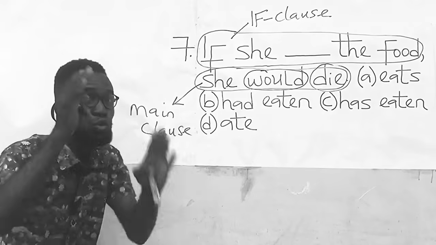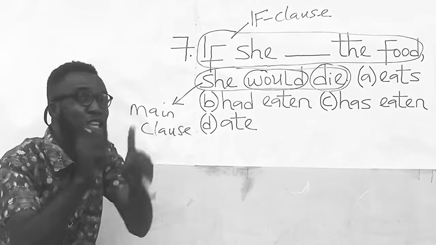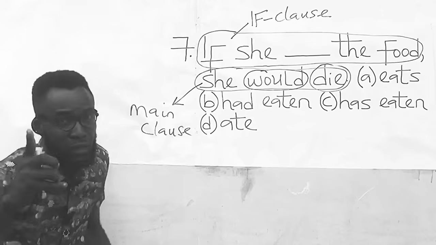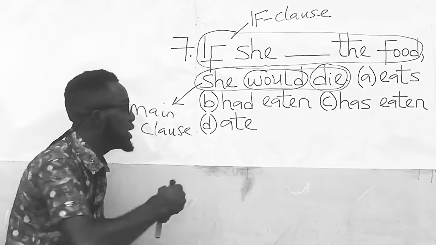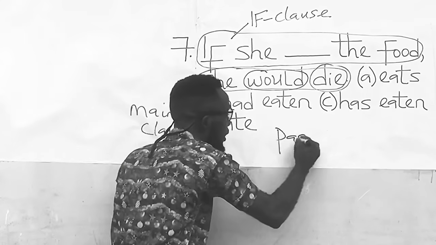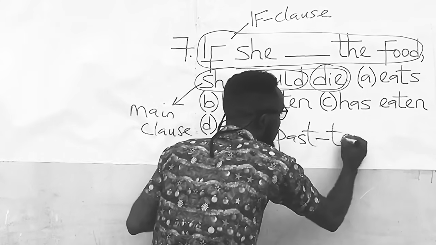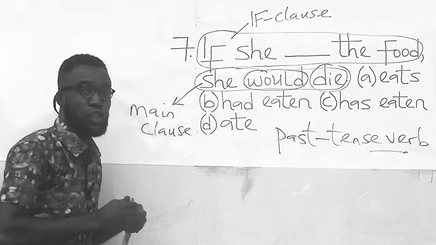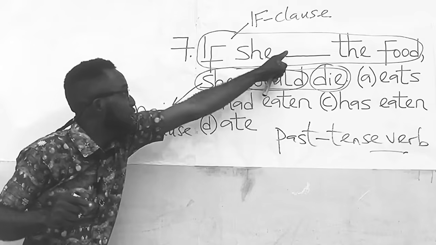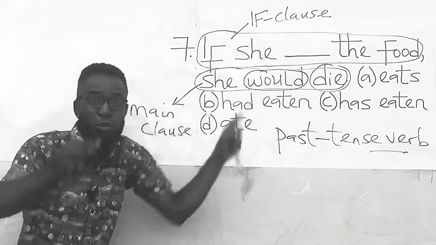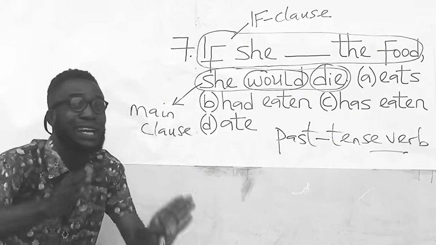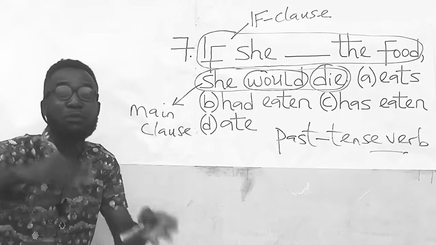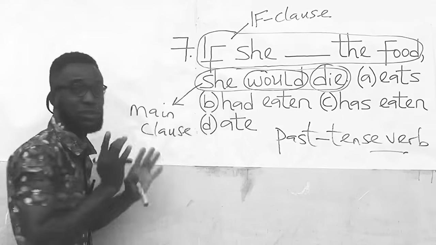If you trace Roman figure 2 to the if clause, you will find out that the if clause should carry a past tense verb. In other words, the gap in the if clause here should be filled with a past tense verb, since we are using Roman figure 2 to answer this question.